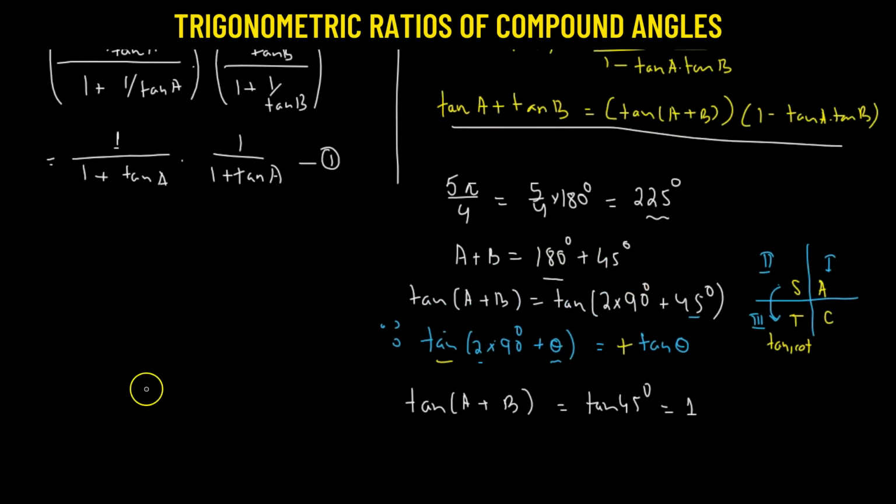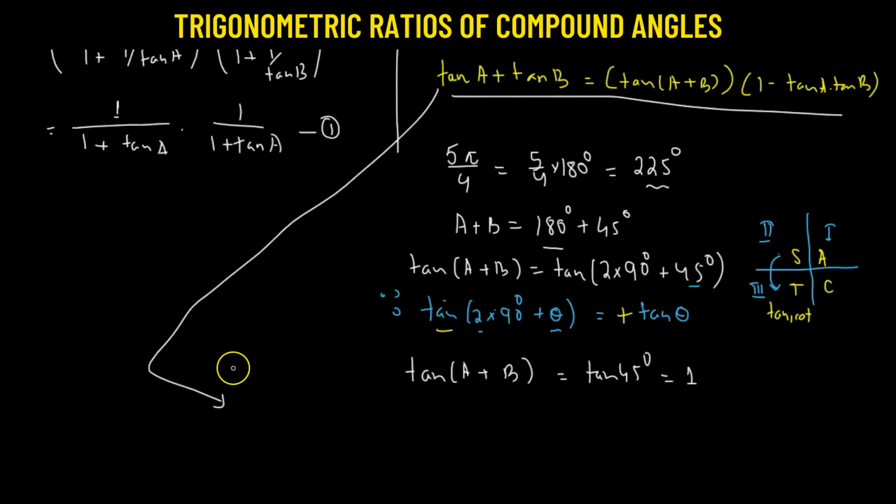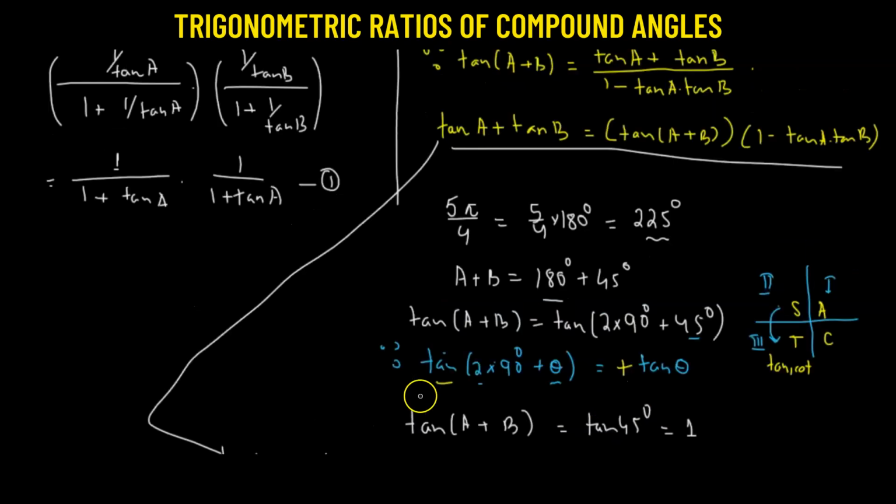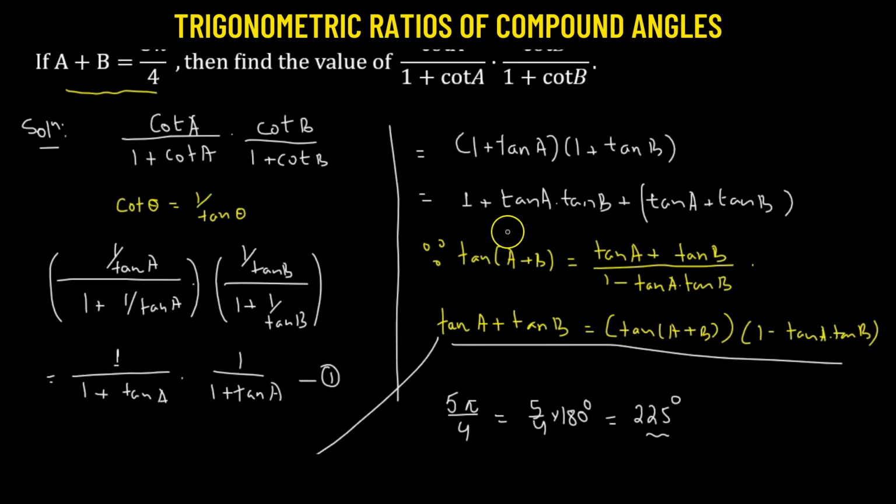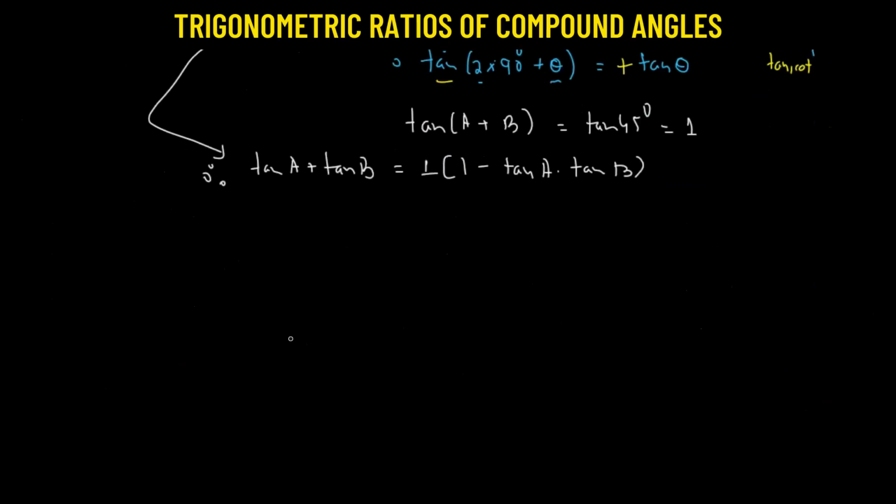So we can say that tangent of A plus B, let me write it here. We have tangent of A plus tangent of angle B equal to tangent of A plus B, which is 1, multiplied by 1 minus tangent of A times tangent of angle B. Fine. So we have obtained the value of tangent of A plus tangent of B. Now we're going to come to this particular expression. Let's rewrite everything.